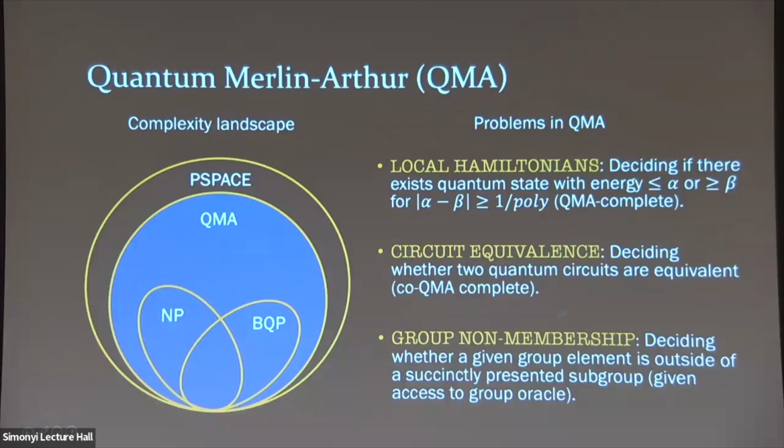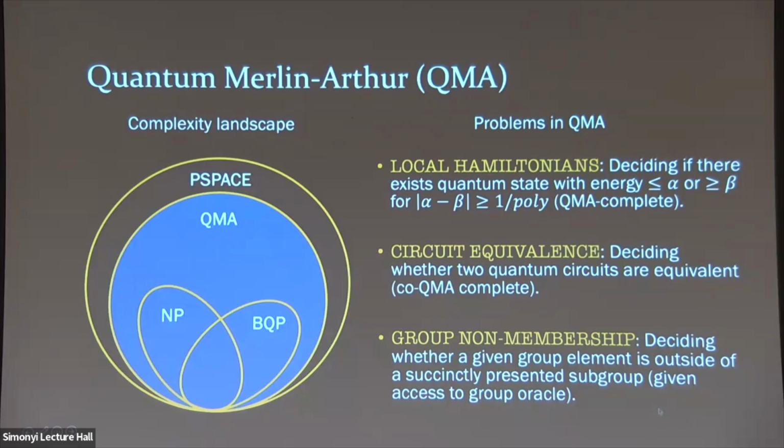So, circuit equivalence: you want to tell whether two quantum circuits are equivalent. This problem is in QMA, or rather, to tell whether two circuits are not equivalent, it's in QMA, because the prover can just give you a state on which these two circuits differ, right? You can just check.